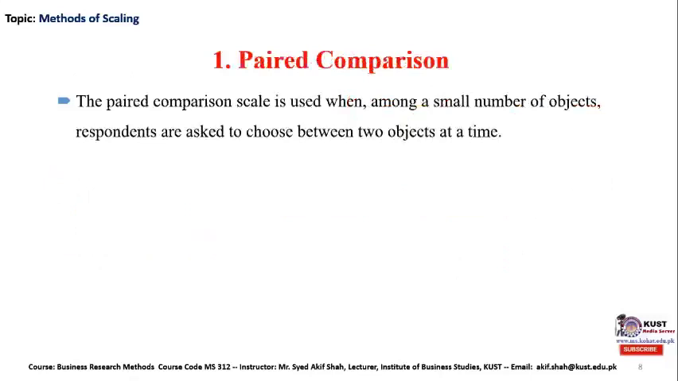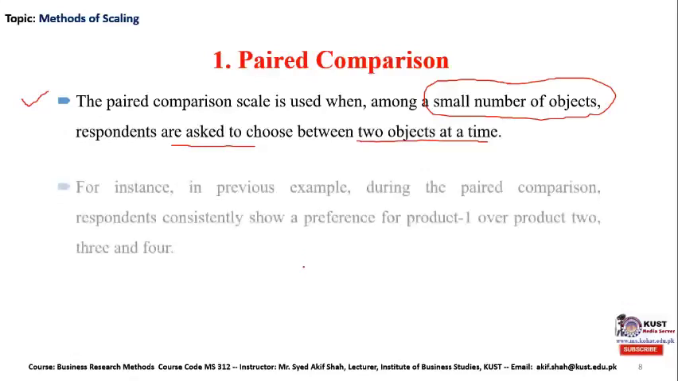So let's discuss the three types of ranking scales. The first one is known as paired comparison. What is paired comparison? The paired comparison scale is used when there are a small number of objects, like 2, 3 or 4 types of objects, and the respondents are asked to choose between two objects at a time. So the researcher will have to pair up the product lines, like whether product line 1 or 2 is most important. Now there is no other choice, so we can make a paired comparison to find out which product line should be given the most emphasis.